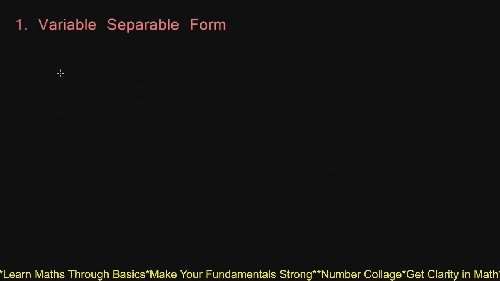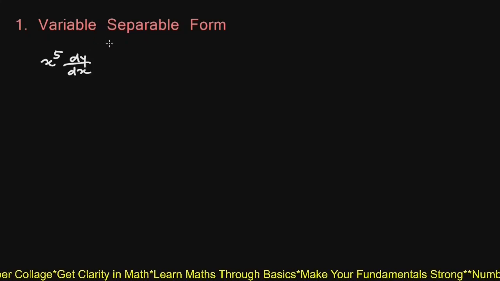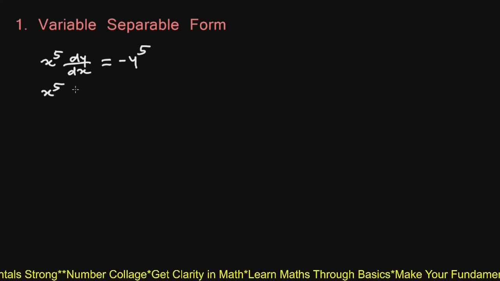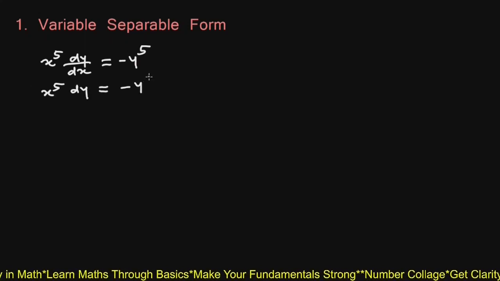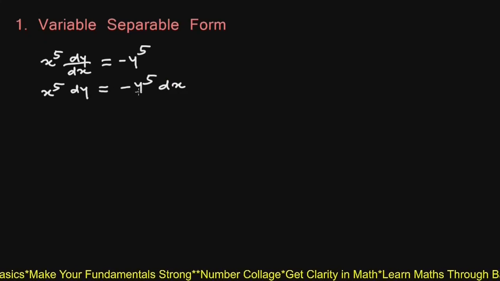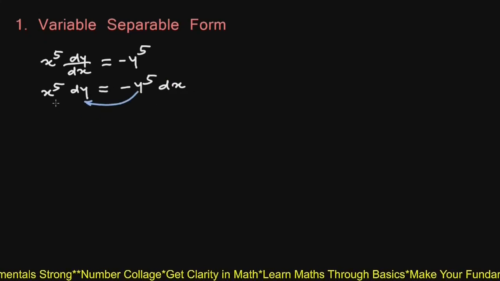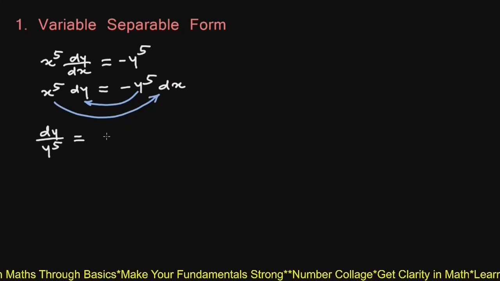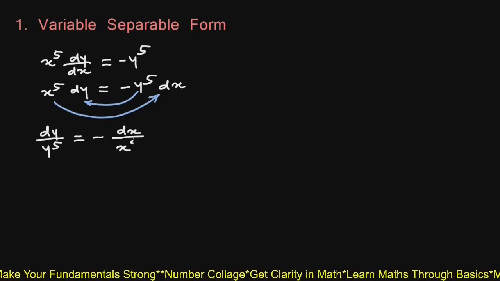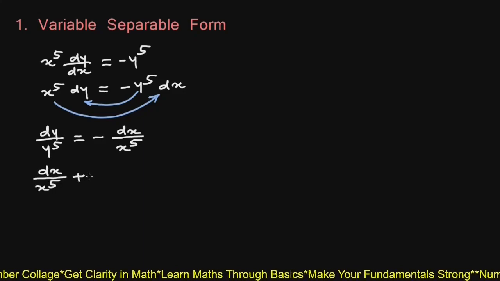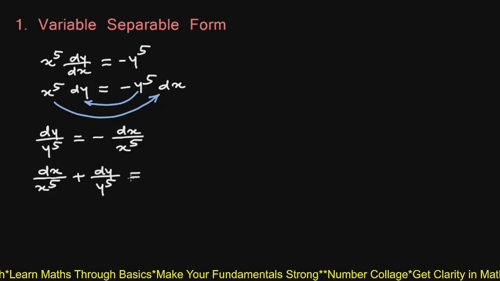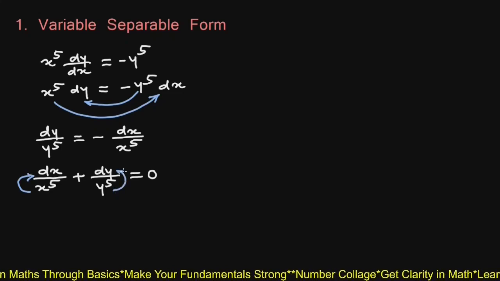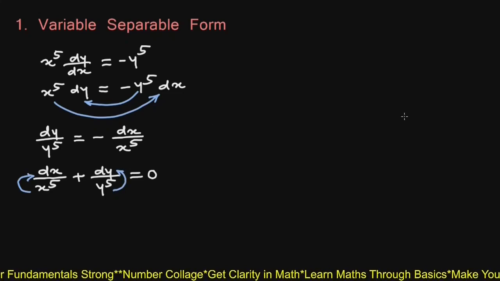Find the general solution of x raised to 5 dy by dx equals minus y raised to 5. Multiplying by dx, this will be x raised to 5 dy equals minus y raised to 5 dx. Dividing dy by y raised to 5 and dividing dx by x raised to 5, it will be dy upon y raised to 5 equals minus dx upon x raised to 5. dx upon x raised to 5 plus dy upon y raised to 5 equals 0. Function of x goes with dx, function of y goes with dy. So the variables have been separated.